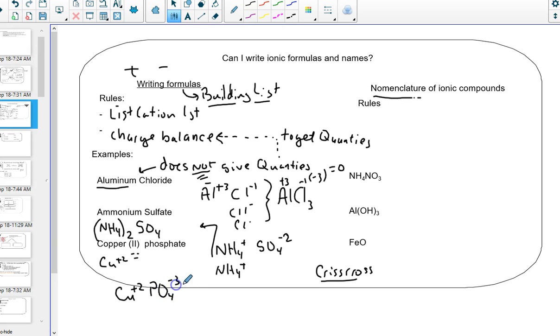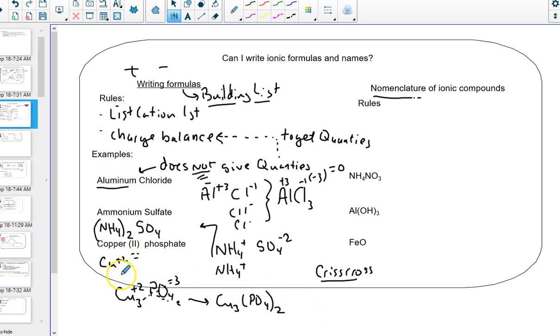PO4 minus 3. Here's a great example of using this charge balance. The 3 goes here, and the 2 goes here. Anytime you have a polyatomic, you would need to wrap it in parentheses. The 2 otherwise would only count for the oxygen and not for the phosphate. So this is going to be Cu3 parentheses PO4 parentheses 2.